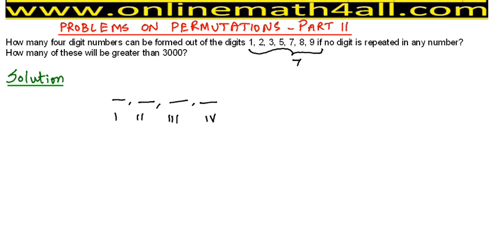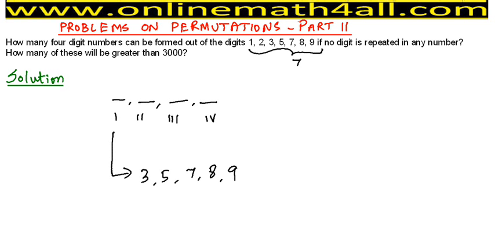Since the number has to be greater than 3000, the thousands place has to be filled up only by the number 3 or 5 or 7 or 8 or 9. The first place has the options 3, 5, 7, 8, 9. So any one of these 5 digits can be fixed at the first place, because the only condition given in the question is that the number must be greater than 3000.